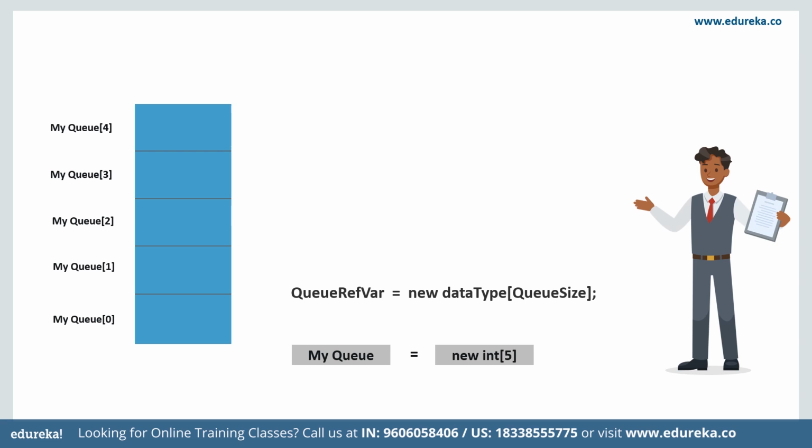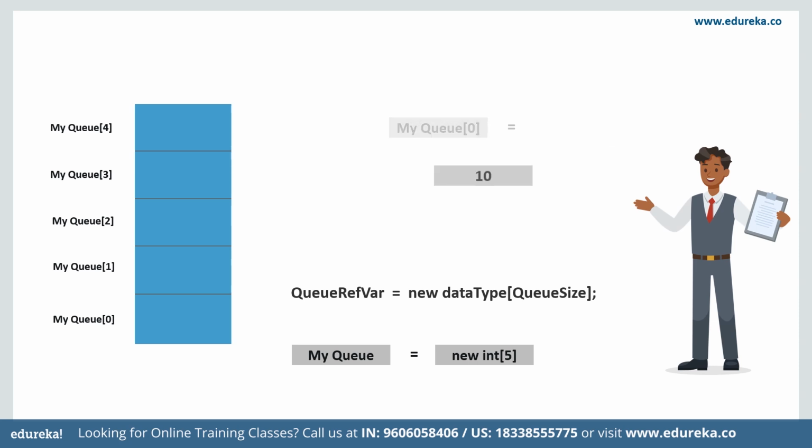Now here, completely similar to that of stack, I have declared a new queue with the name myQueue. Now I'll be trying to add elements into the queue. So the first element will be stored in the first location 0, followed by 1, 2, 3 and 4. Let's try to add some elements into my queue.